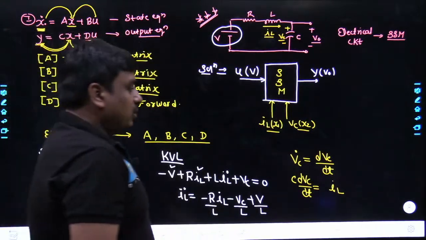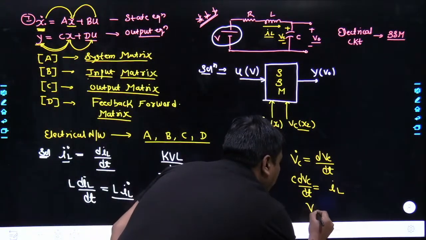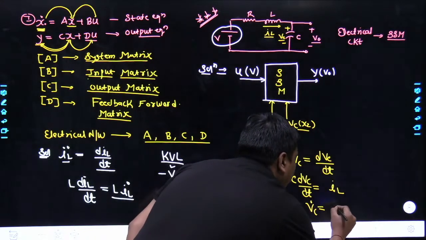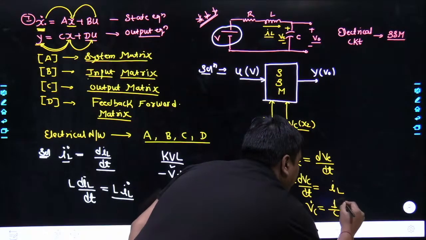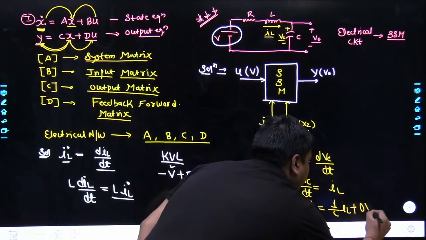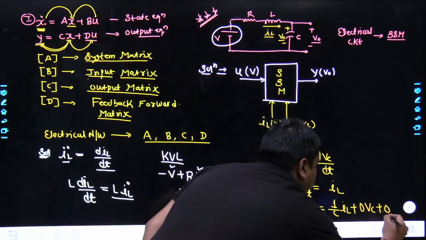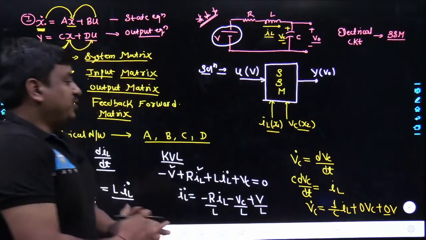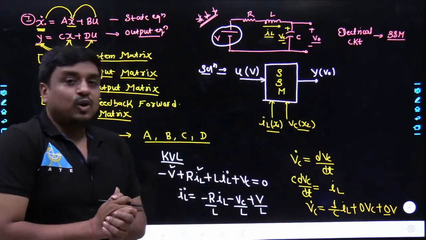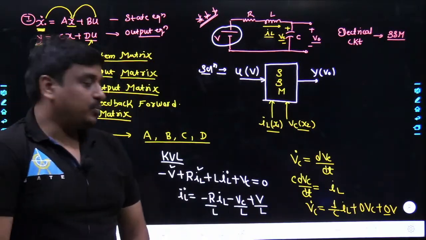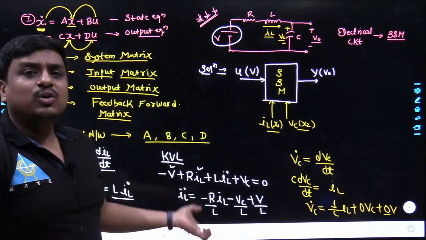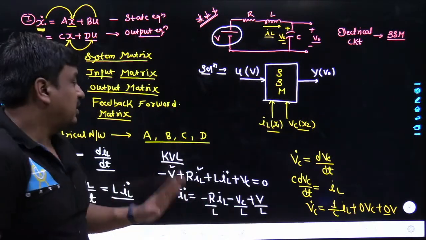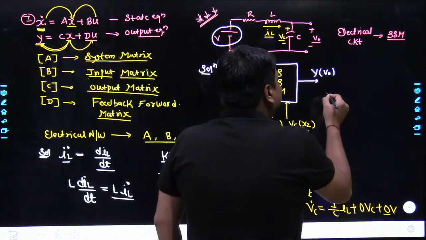Yes. So here goes VC dot is equal to 1 upon C into IL, plus 0 times VC plus, there is no straight connection between the VC dot as well as the input. May I know, could you figure out the value of A and B or not? Yes. May I know how the A and B would be calculated?